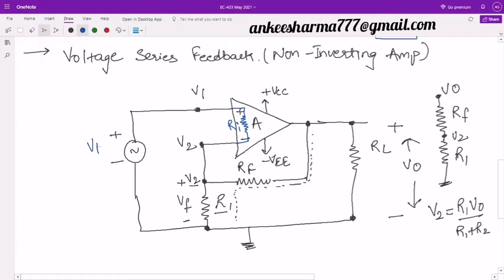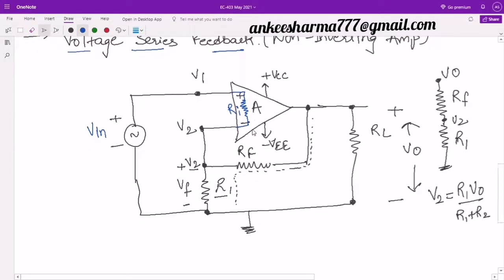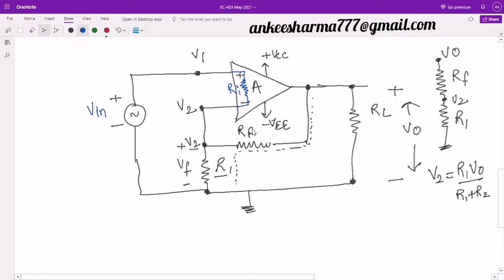Let this voltage be V in. So these two are connected in series and we are taking the output in parallel. So that's why this configuration is voltage series feedback configuration, because we have this feedback network. So I guess this diagram is clear to you. This is the detailed diagram which I have drawn only in the form of blocks.